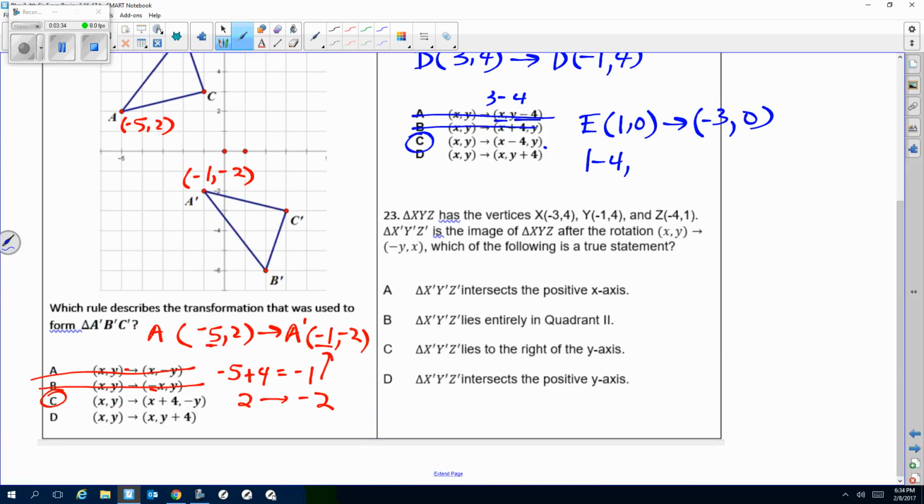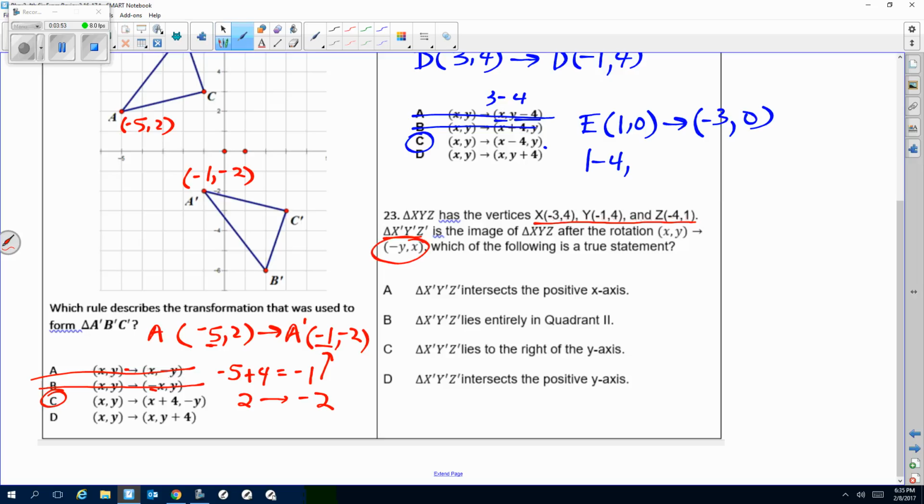So with that being said, I want you to try this. We have our vertices, okay? We know it's going to change to this image here. After the rotation, using this rule, which of the following is a true statement?